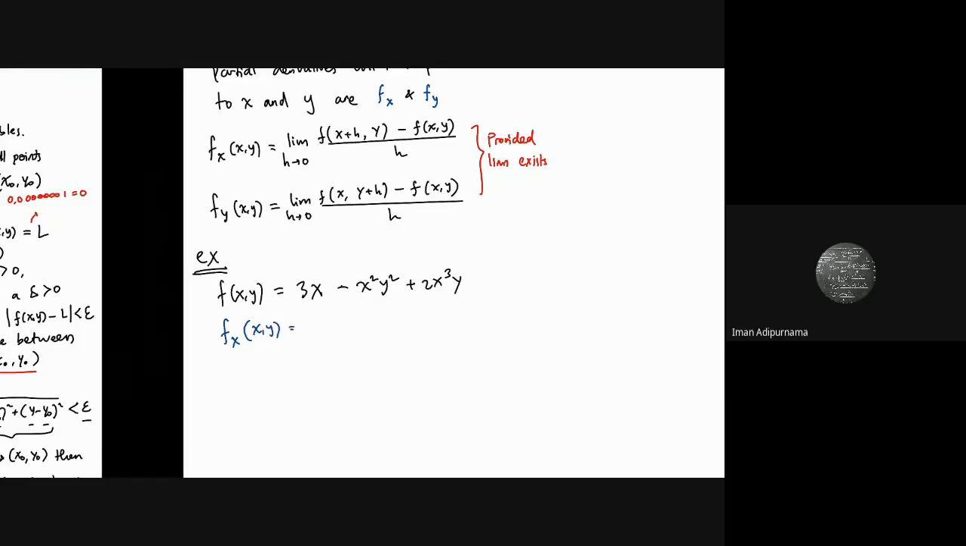we just differentiate with respect to x. Let's say 3x becomes 3, right? And then if we look at these two components, x squared y squared here, we need to treat y as a constant. So x we treat as a variable. So this will be 2x, and y squared will be y squared because we treat it as a constant. And then plus this becomes 6x squared y. So here we treat y as a constant.